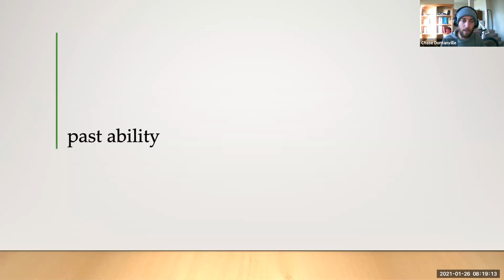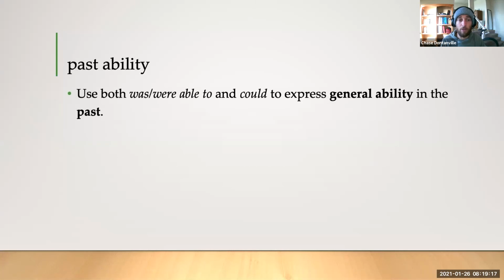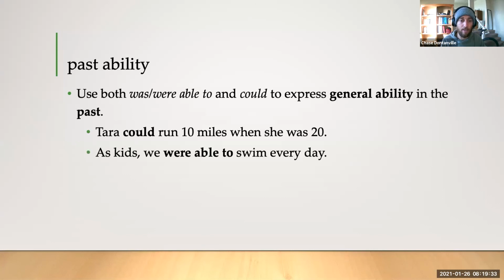Okay. Let's finish with past ability. So you can use was or were able to and could to express general ability in the past. Okay. General. Tara could run 10 miles when she was 20. General about the past. As kids, we were able to swim every day. Again, general about the past ability.